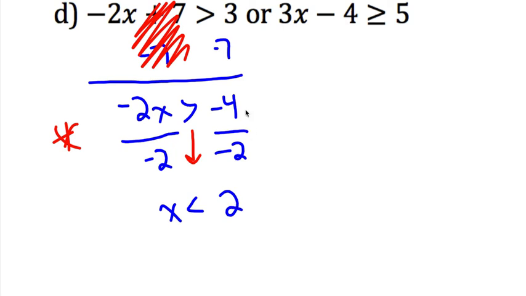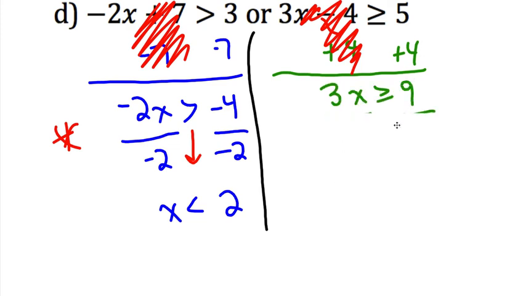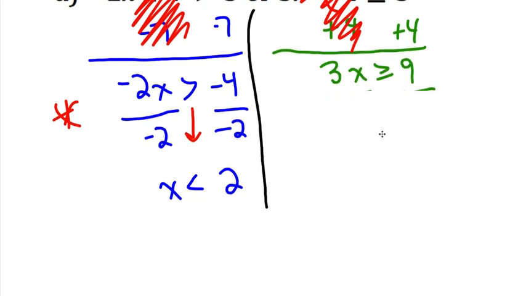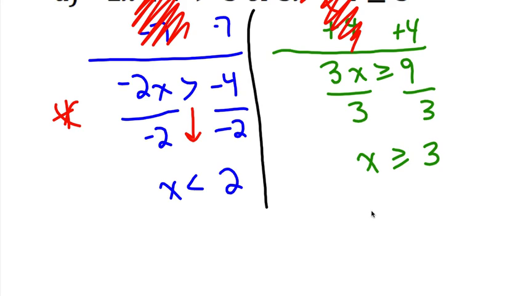All right, other inequality. Let's see what we get on the other side over here. So first of all, we're going to add 4 to both sides. Negative 4 plus 4 is 0, so these are gone. My left-hand side is just 3x is greater than or equal to 5 plus 4, which is 9. Last step, we have to get rid of this 3 and make it a 1x, so that means dividing by 3. 3 divided by 3 is 1, so we have 1x, that's what we wanted. And 9 divided by 3 is 3. So here we go, x is greater than or equal to 3.